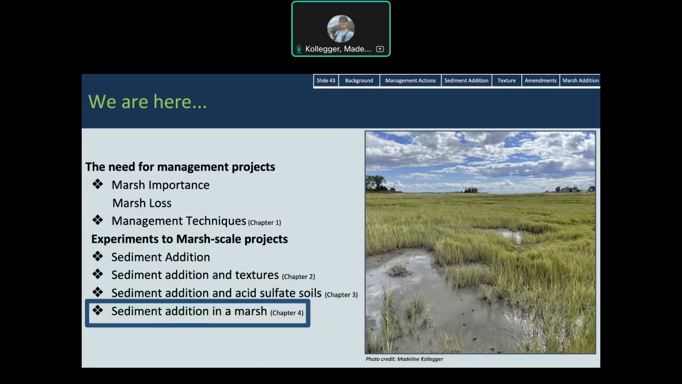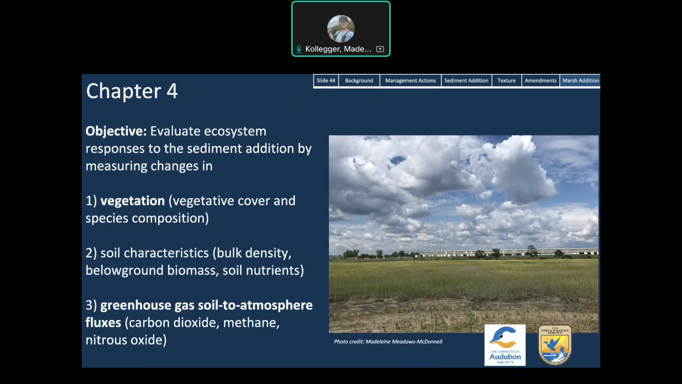And that brings us to my last chapter, sediment addition in a marsh, where the objective was to evaluate ecosystem responses to the sediment addition by measuring changes in vegetation, soil, and greenhouse gases. So we did this by working with Connecticut Audubon and the U.S. Fish and Wildlife Service at a large-scale management sediment addition that they were doing at Great Meadows Marsh.